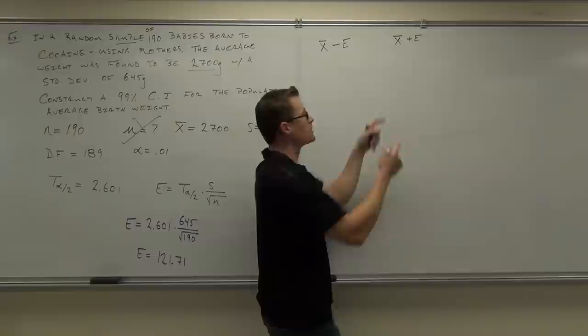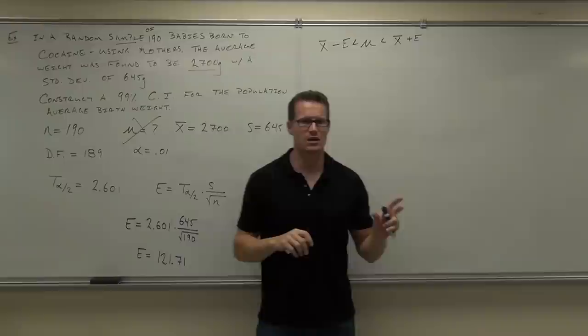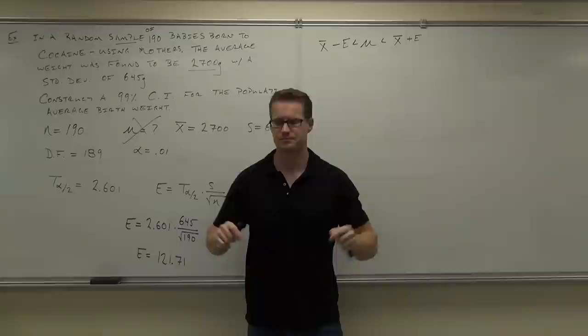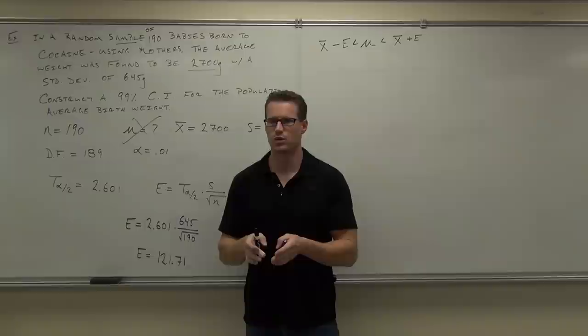And the interpretation, once you find this, which you should be working on right now, go ahead and do that on your own. The interpretation is you don't know exactly what the population mean for cocaine babies is. You don't know. But you're 99% sure it's going to fall within this range. Why is that important? Well, if you're producing something that's geared towards helping these unfortunate children, you're going to want to make sure that it holds up for most of the kids, by far most of the kids.